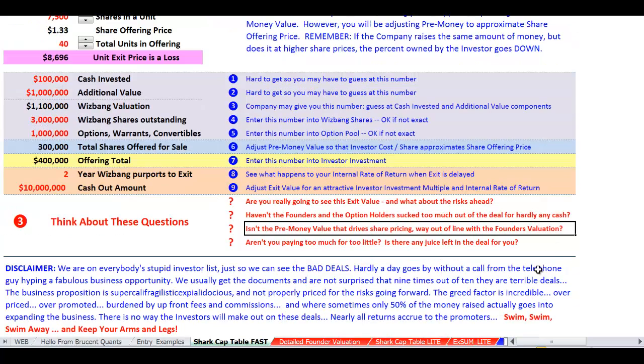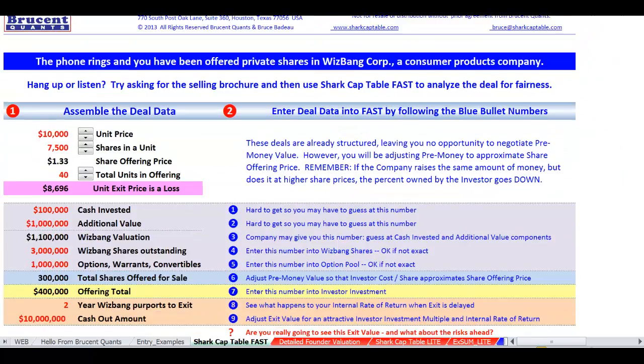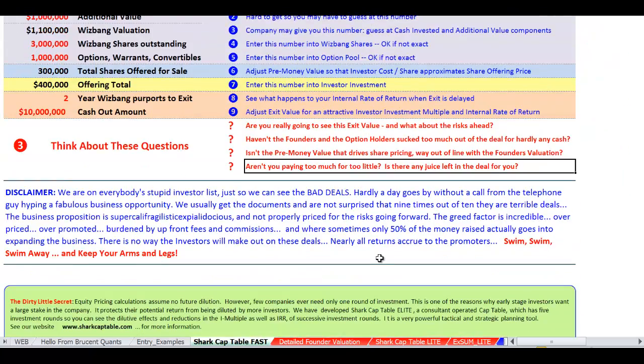Isn't the pre-money value that drives share pricing way out of line with the founder's valuation? Well, sure. This is what you think the company is worth, and this is what they say it must be worth in order to get the $1.33 price per share. And the last one is, aren't you paying too much for too little? Well, that's correct. You're only getting about 7% of the deal. There's all those options and warrants out there.